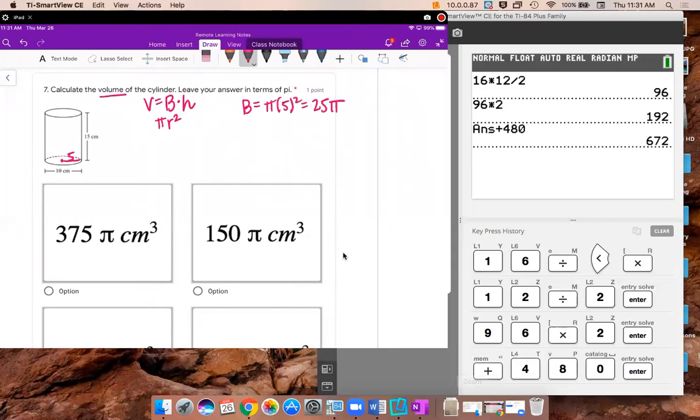Then to get the volume, we take the area of the base, 25 pi, times the height. In this case, the height is 15. If we multiply this together, 25 times 15, we get 375 pi. We wanted you to leave it in pi, so you stop there. And this is centimeters cubed. So this should have been your answer for volume.